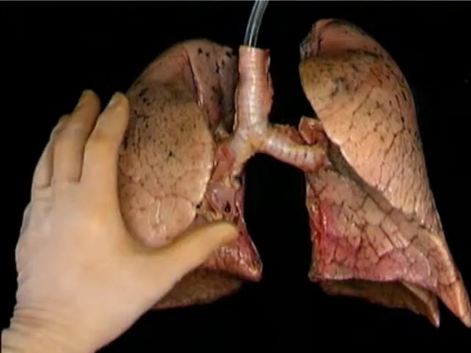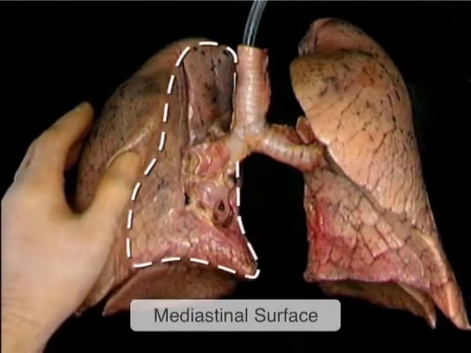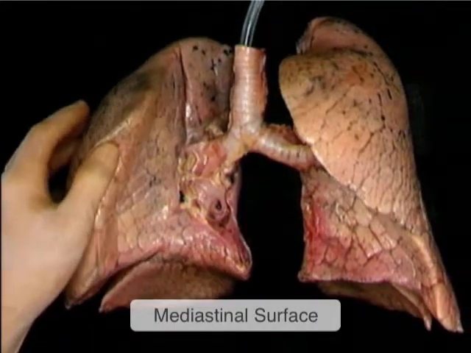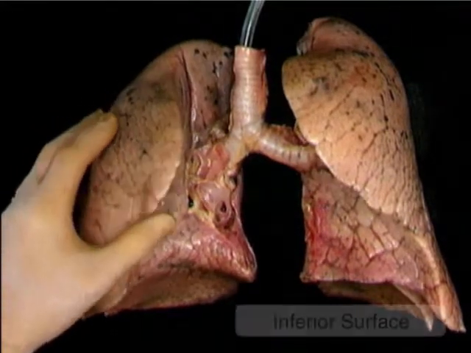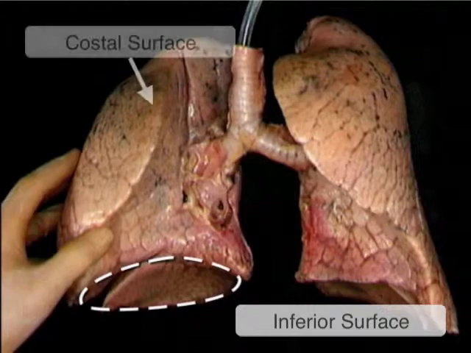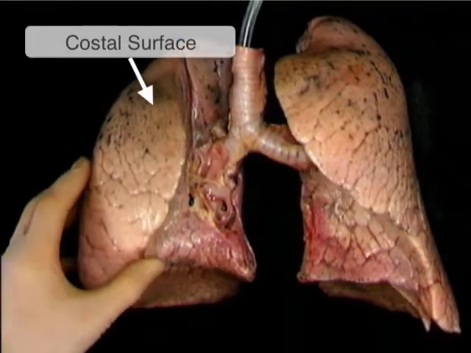Each lung has three surfaces. The medial or mediastinal surface is marked by the hilum, where the bronchi, blood vessels, lymphatic vessels, and nerves enter and exit. The concave inferior surface rests on the diaphragm, and the large convex costal surface faces the rib cage.